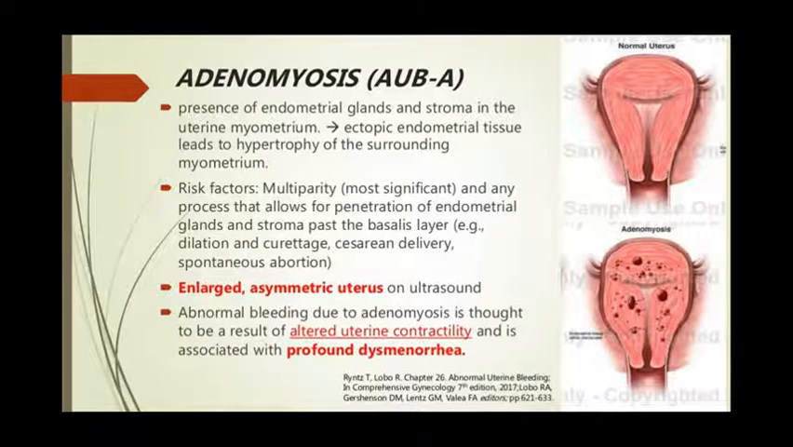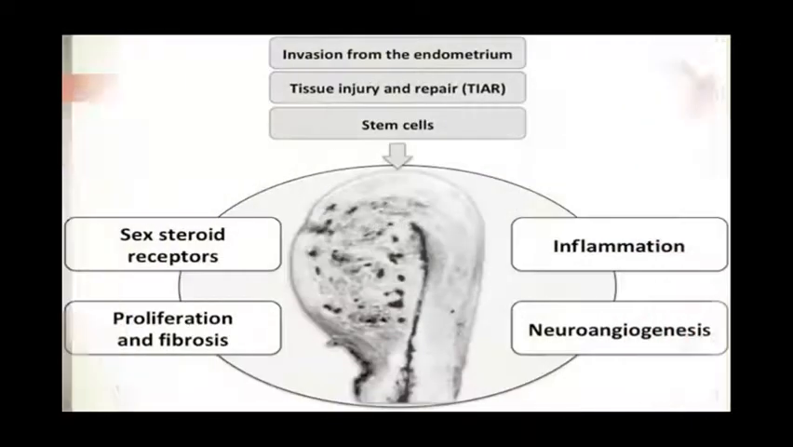So the altered uterine contractility is the main culprit in the secondary dysmenorrhea genesis, with the continuous menorrhagia that is usually resistant to treatment. This is mainly the cascade where invasion of the endometrium is followed by repeated tissue injury and repair, and the sex steroid receptors and the proliferation and fibrosis are the main two factors in the pathogenesis of adenomyosis, followed by inflammation and neuroangiogenesis.